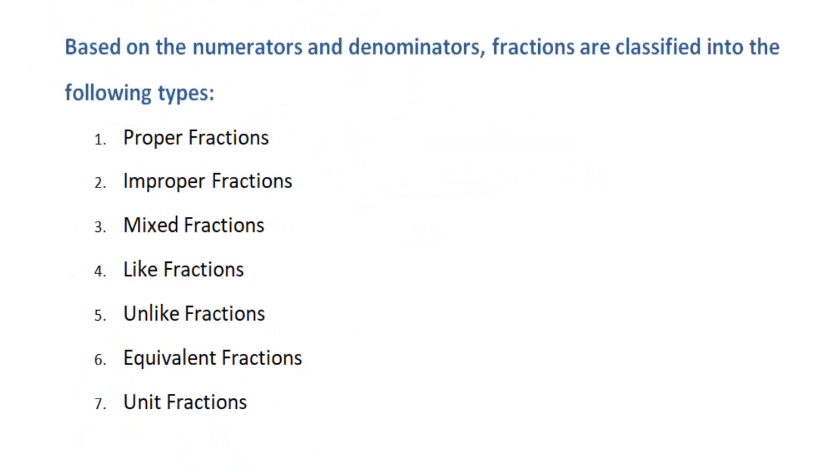Based on the numerators and denominators, fractions are classified into the 7 types. 1, proper fractions, 2, improper fractions, 3, mixed fractions, 4, like fractions, 5, unlike fractions, 6, equivalent fractions, 7, unit fractions.